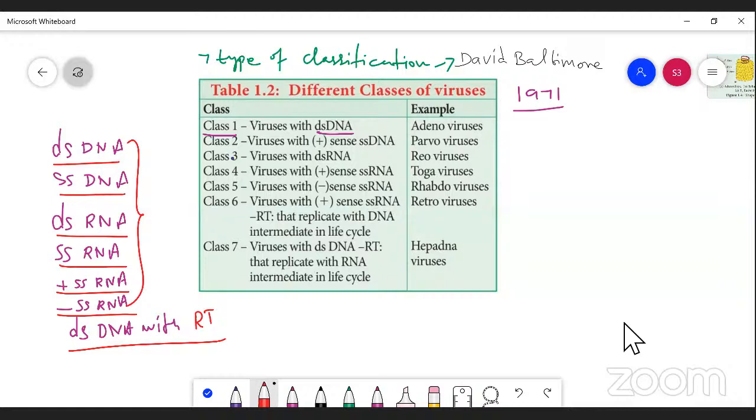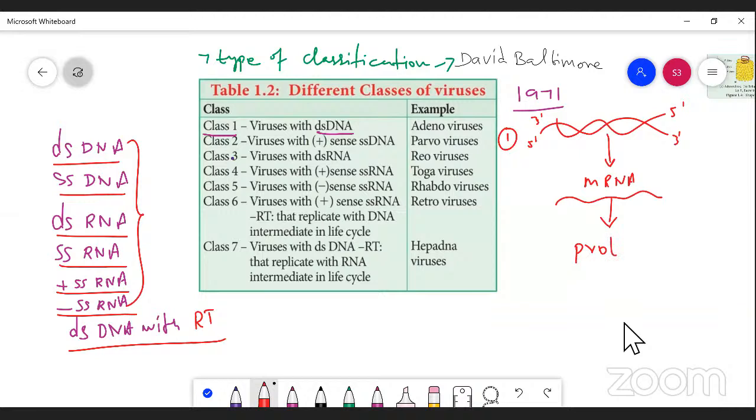The first, class 1, is the virus with the double strand of DNA. The double strand of DNA has the 3 prime helix opposite the 5 prime helix, and the 5 prime opposite the 3 prime helix. This DNA is converted to mRNA, which is a single strand, and is then converted for the synthesis of protein. This type is called viruses with a double strand of DNA. An example of this type of virus is adenoviruses.